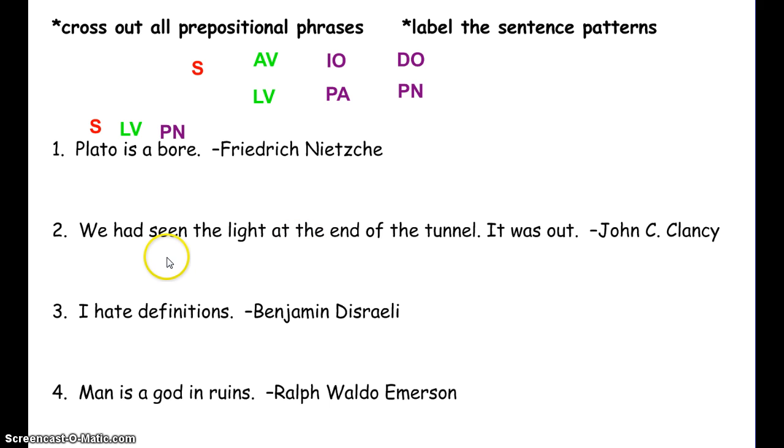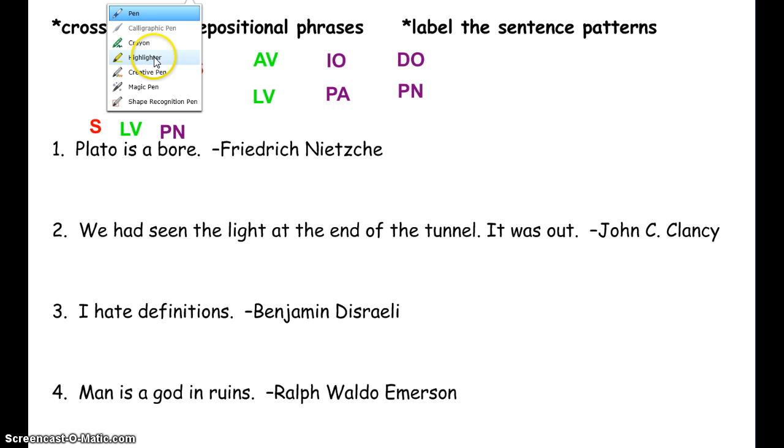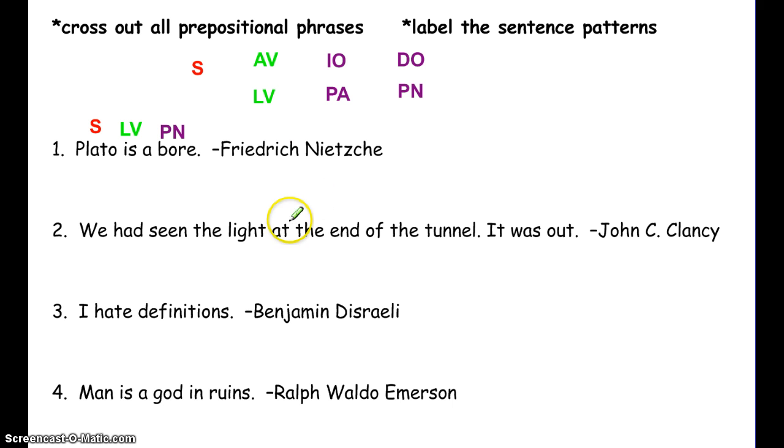The next sentence says, we had seen the light at the end of the tunnel. It was out. So I'm going to look first for my prepositional phrases. I see at the end. I see another one, of the tunnel. Make sure you have those separated.